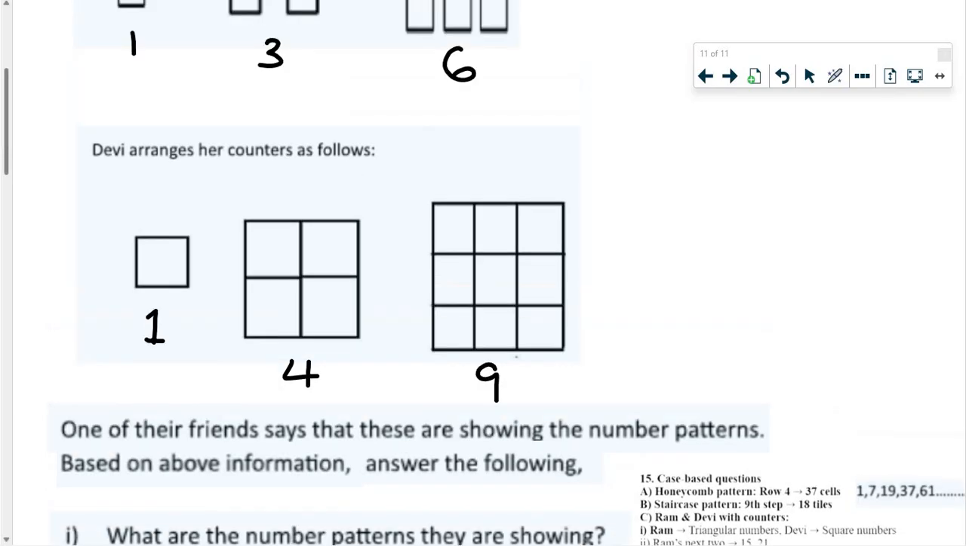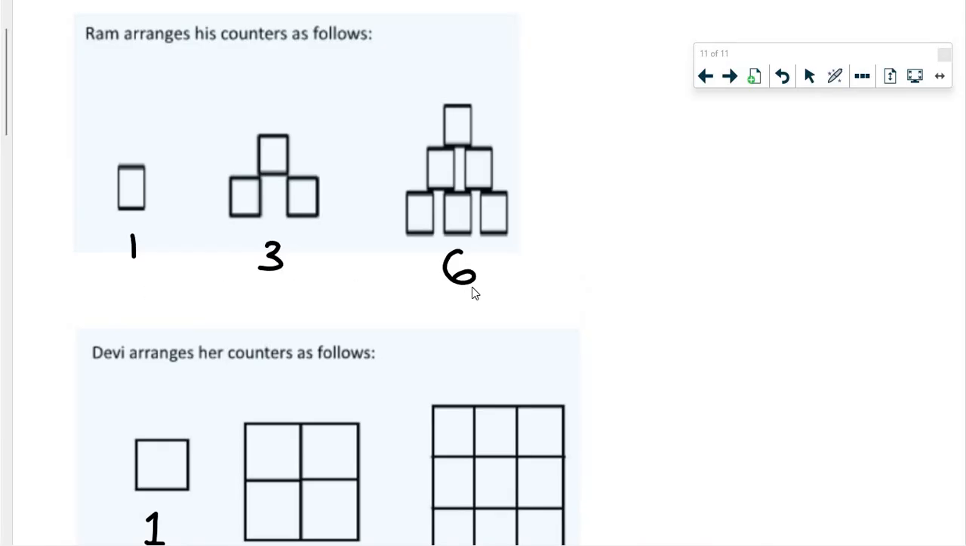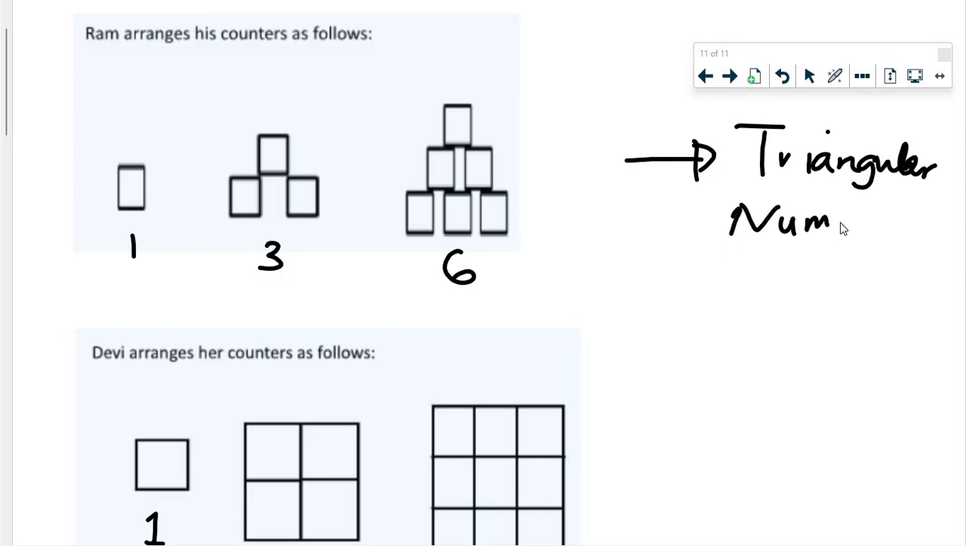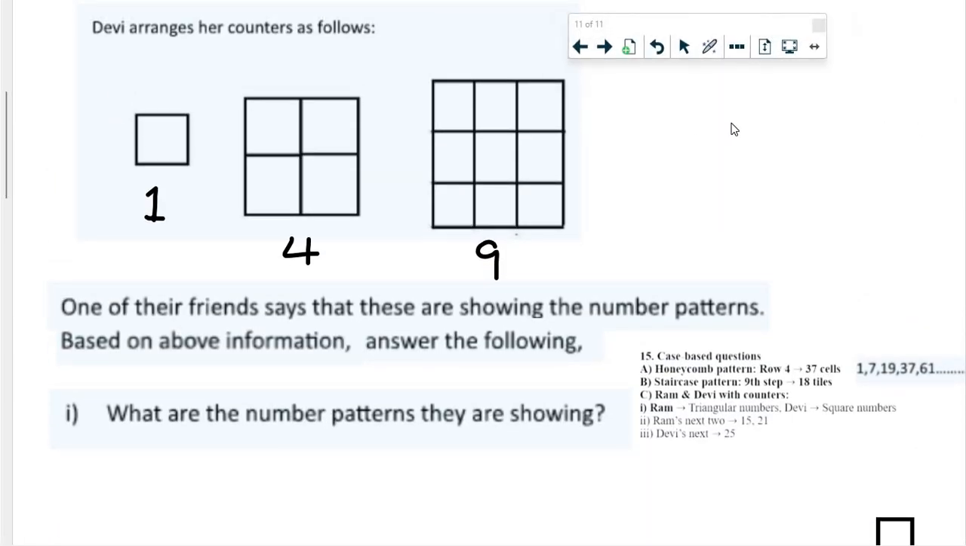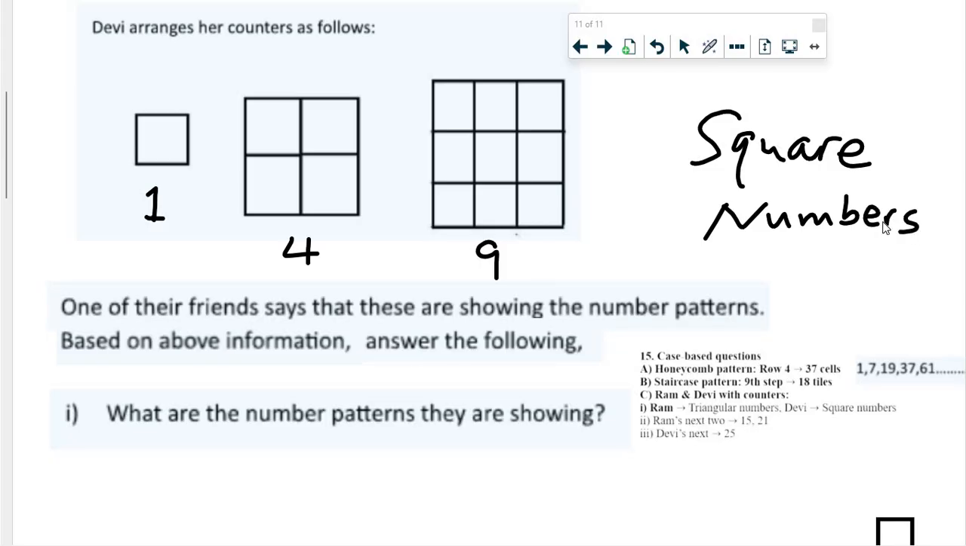Okay, so what patterns do you see? 1, 3, 6. Can you tell what pattern is this? Look at the shape. Guess what pattern is this? If you guessed a pattern of triangular numbers, then you got it correct. How about this pattern? 1, 4, 9. This is a pattern of square numbers. Or some other people call it a pattern of squares.